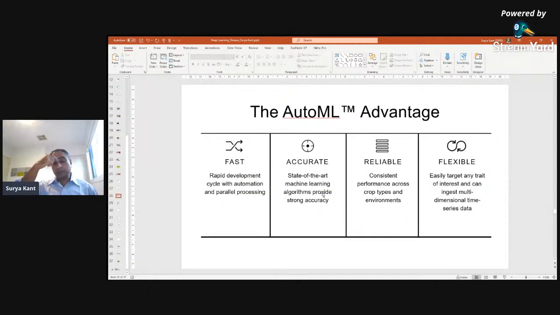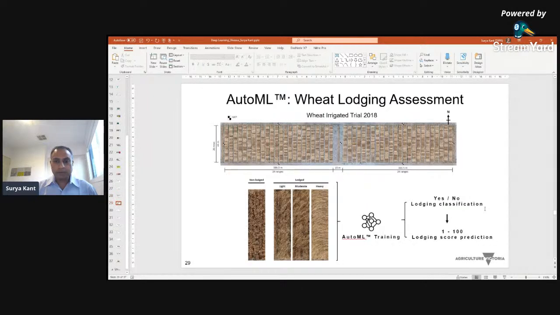We combine all that fusion of data and apply AutoML to see how we can predict or classify the plants. It has been really fast, with rapid development, quite accurate, with state-of-the-art machine learning algorithms, and quite reliable across different crop types, different crop species, and multiple environments. We have been testing it, and it is quite flexible in that different types of data input can be handled. We tested it first for wheat lodging assessment.